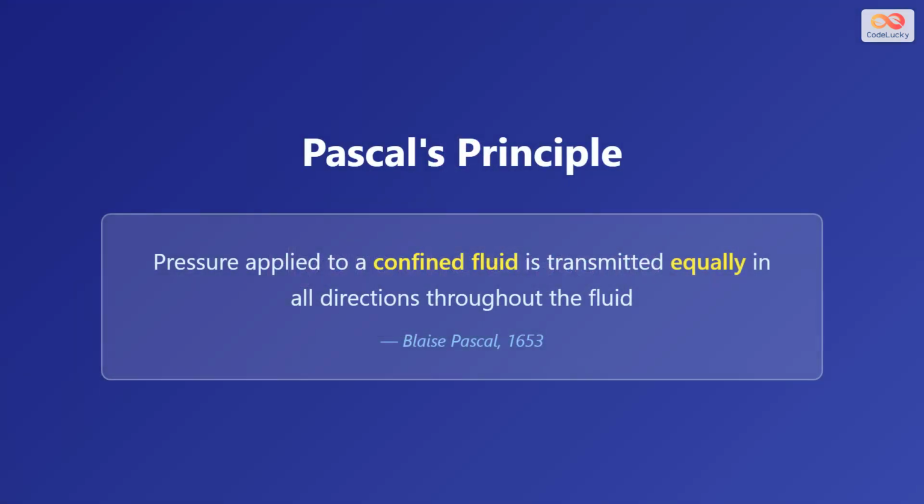The foundation of hydraulic systems is Pascal's principle, discovered by French scientist Blaise Pascal in 1653. This principle states that pressure applied to a confined fluid is transmitted equally in all directions throughout the fluid. This means that when you push on one part of an enclosed liquid, that push spreads uniformly to every other part of the liquid, creating equal pressure everywhere.